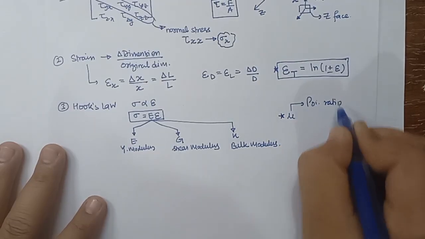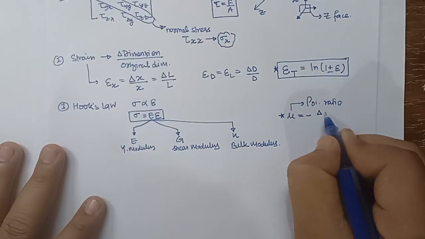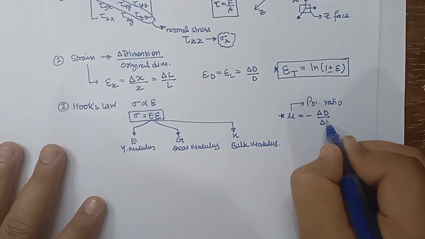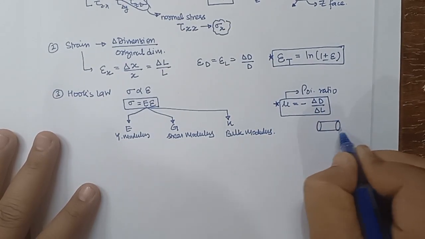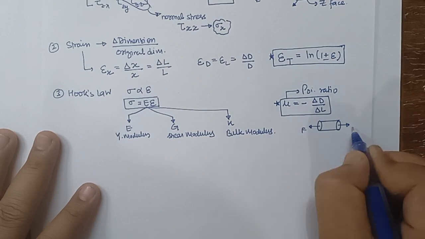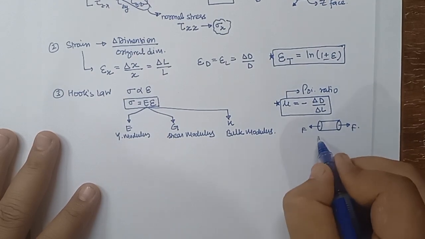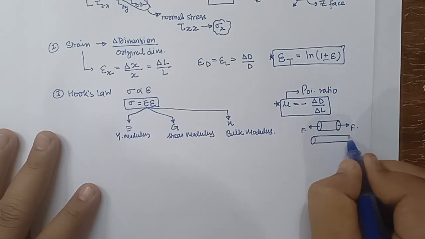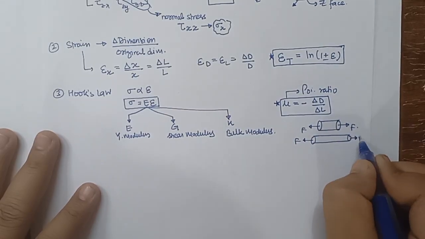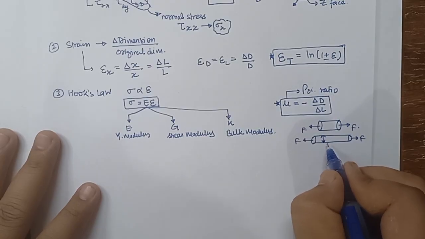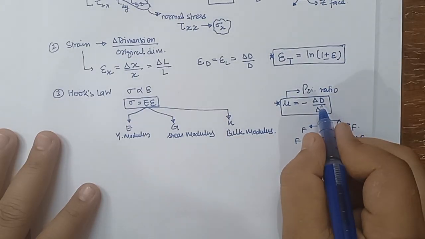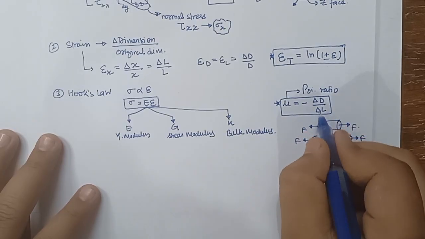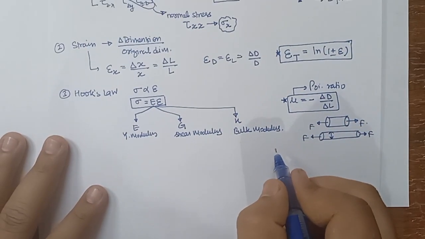Mu is called Poisson's ratio. What is mu? Mu is lateral change per unit longitudinal change. If you see carefully, if I apply a force on this shaft, then the length changes. It becomes something like this, but the lateral part is decreasing. So the change in length is increasing but the lateral change is decreasing. That's why, to represent that they are opposite in direction, we apply a negative sign.